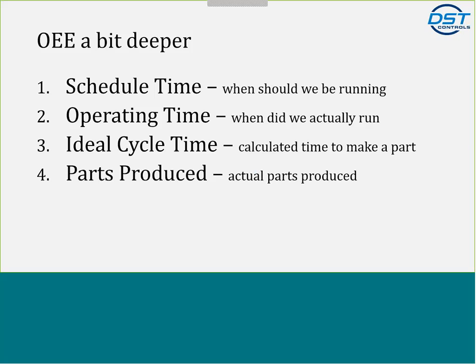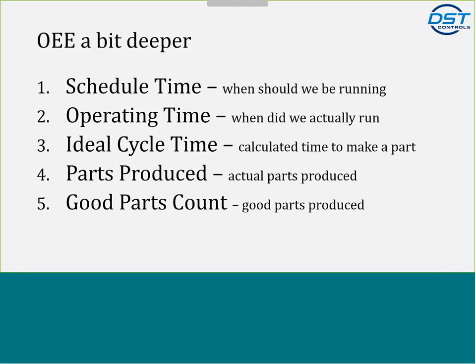Now the parts produced is the other thing that we need to track, and that's just measuring those parts that are coming out of a machine, and we're just counting those. How many parts did we actually produce? And then the last thing that we're after is good parts. So out of those parts that were produced off of the machine, how many of those were good parts? And so it's always just going to be a subset of those parts produced.